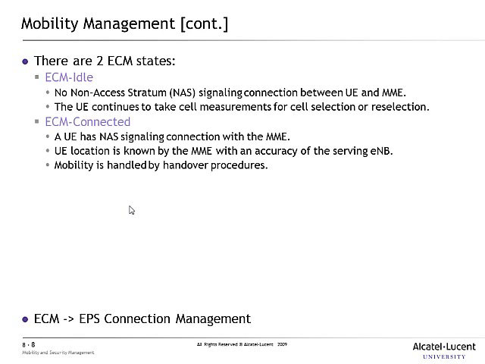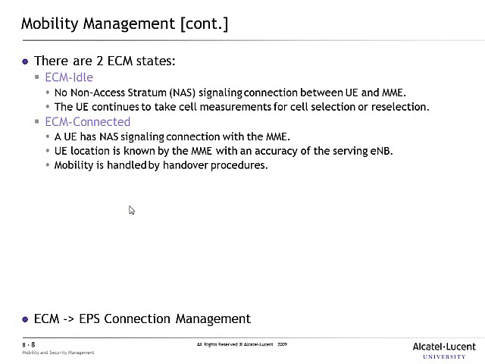Now, what happens when you want to establish a connection with the network? Okay, you move into the ECM connected state. In the ECM connected state, you start establishing a signaling link with the MME, because the first thing that you have to do before you can start transmitting packets is to establish a signaling link with the MME, and the MME will allocate you the appropriate S gateway and P gateway.